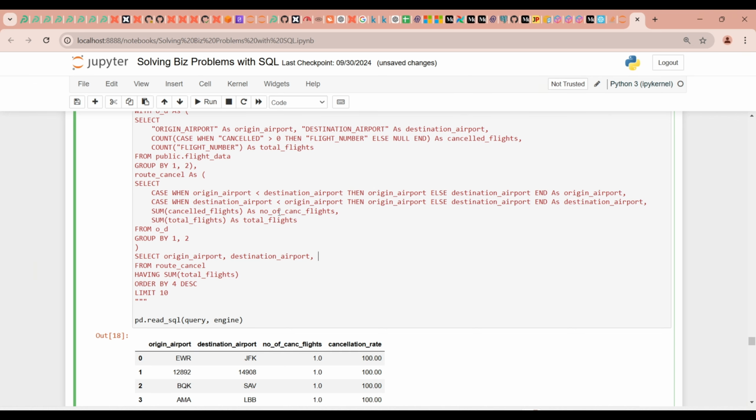Then number of cancelled flights, and let's now do the cancellation stuff here and say, cast number of cancelled flights as float divided by total flights times 100, right? Total flights times 100 as cancellation rate.